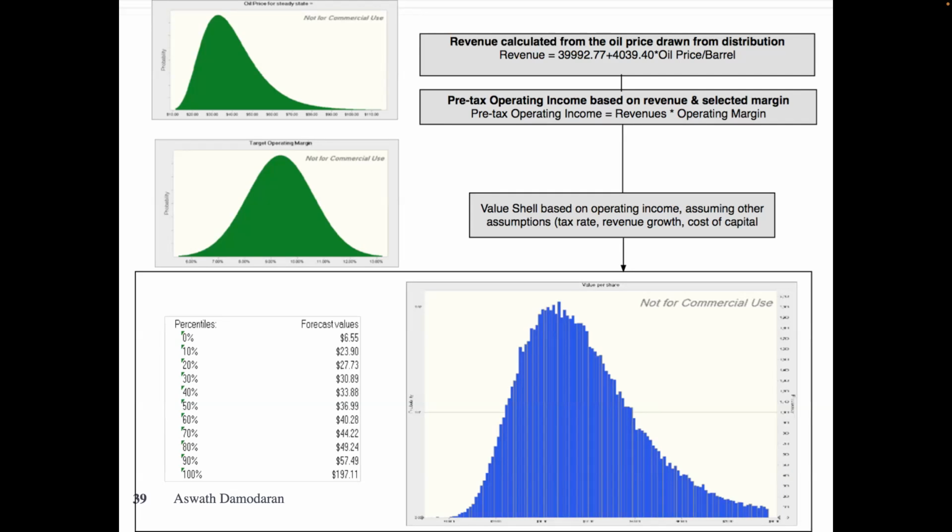Then I do this again and again. And each time I do a draw, I get a different value. What I get as an output is a distribution of value for Royal Dutch across oil prices. My median value is about 37, very close to what I got in my base case. And that shouldn't surprise you. The reason you do simulations is not to get a different expected value. It should be pretty close, right? You're building off the same base assumptions. But what you get is a distribution that you can use in your decision process.